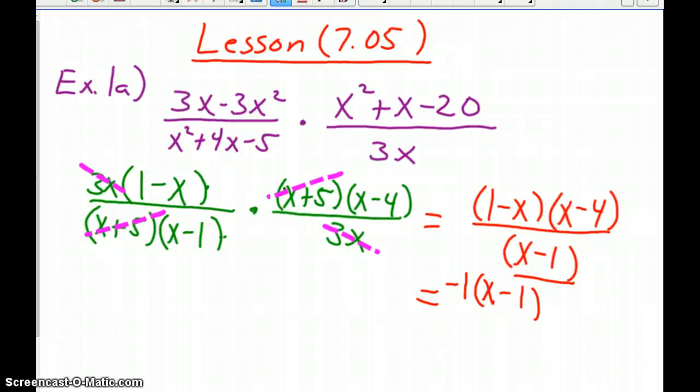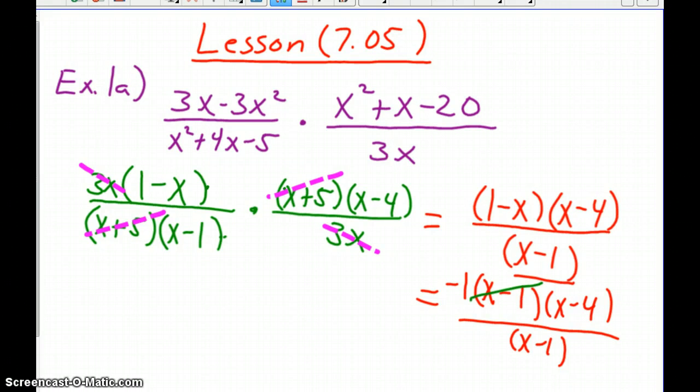Now look what I got. I have this, x minus 4, and I've got what's on the bottom, x minus 1. And suddenly, I can cancel something else. What can I cancel? The x minus 1s. This is probably one of the more difficult parts of this, being able to see these. So now what do I have for my final answer? Negative 1 times x minus 4. And there's the final answer right there.